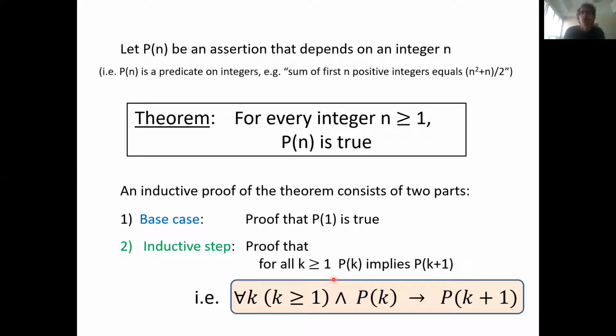In other words, what you are proving in the inductive step is the following implication. For every k, you have to prove this implication: if k is greater than or equal to 1 and this predicate holds about it, then the same predicate holds about this integer incremented by 1. Okay?